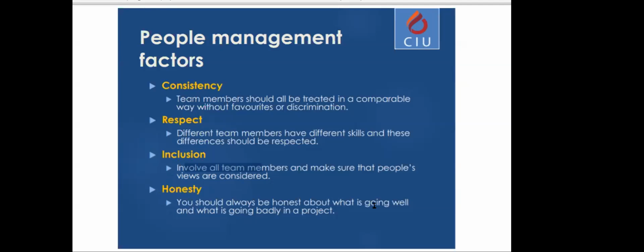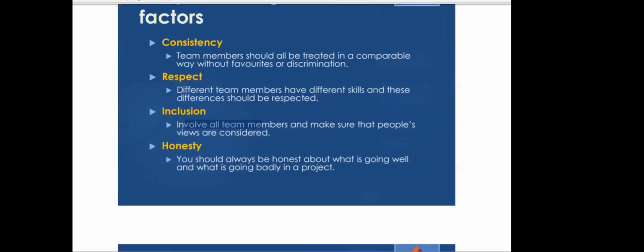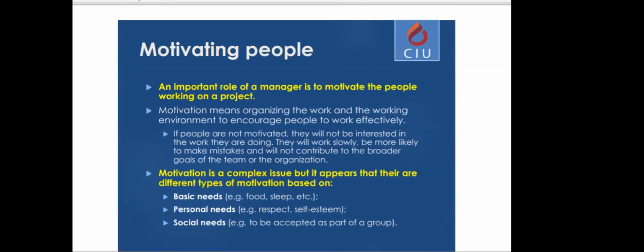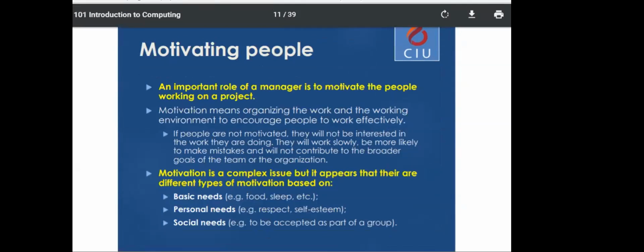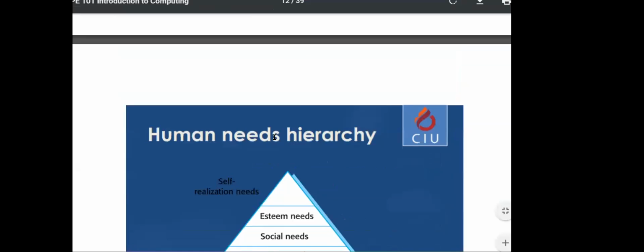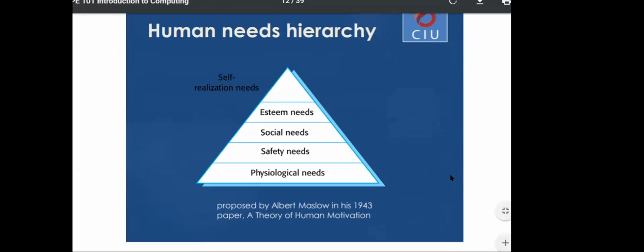I told you to get the book, so I hope you got it before all this pandemic situation happened. I told you in class to get the book. So if you got the book already, you can read the management of people there, and you can get more information. Basically, there is a hierarchy in human needs.